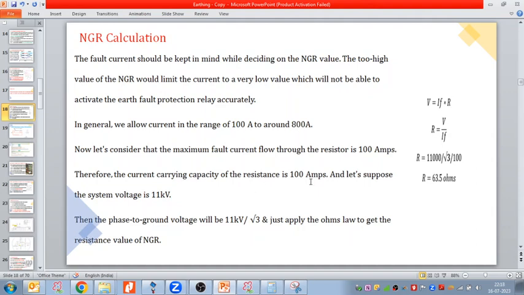Right? So therefore the current capacity of the resistance is 100 ampere, and let's suppose the system voltage is 11 kV. Then the phase to ground voltage would be 11 divided by root 3, and just apply Ohm's law to get the resistance value of the NGR. So V is equal to IF into R, where IF is my fault current, which I'm going to allow as 100 ampere only. So R would be V divided by IF, which is 11 by root 3, that is 6.35 kV, divided by 100. The resistance value comes to 63.5 ohm, which we have to apply there if we want to allow only 100 ampere of current, right?